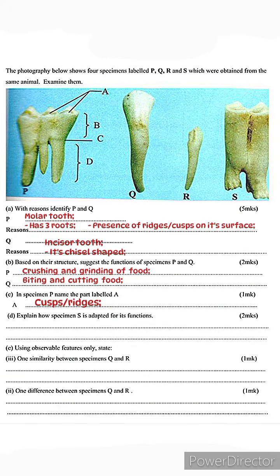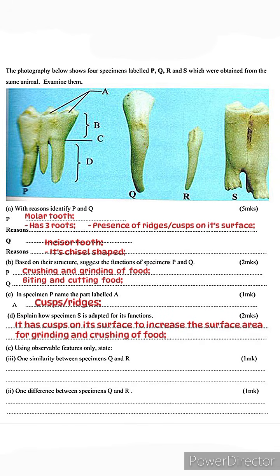Part D, explain how specimen S is adapted to its function. Now, specimen S is the premolar. It functions in grinding and crushing of food. When talking about adaptations, you have to attach the structure together with the function. So how do we phrase this? It has ridges and cusps to increase the surface area for grinding and crushing of food. And there we have it.